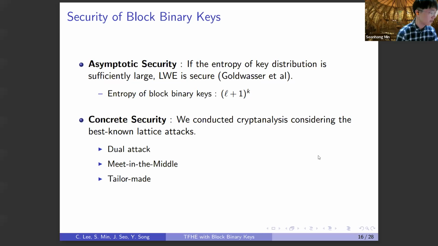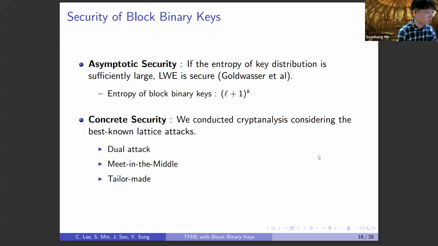So we have to talk about the security of block binary keys. Is it really secure to use block binary keys with such structure? The answer is yes. Asymptotically, if the entropy of the key distribution is sufficiently large, then the LWE problem is secure with such a key. The entropy of the block binary keys is (L+1)^k. So if we set L and k big enough, then we can keep our LWE problem with block binary keys secure. But this is not enough.